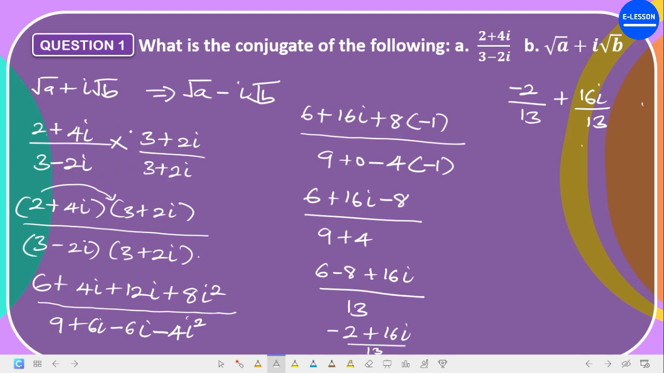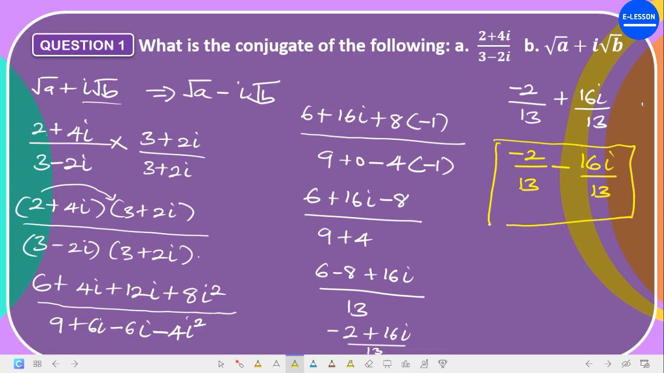The reason why we had to do it like this is to convert it to the real part and the imaginary part. In the earlier form, you will not be able to tell the real part from the imaginary, unlike this one, where you can easily say this is the real and this is the imaginary. Okay? So our final answer will be minus 2 over 13 minus 16i over 13. And that is the solution to that question.